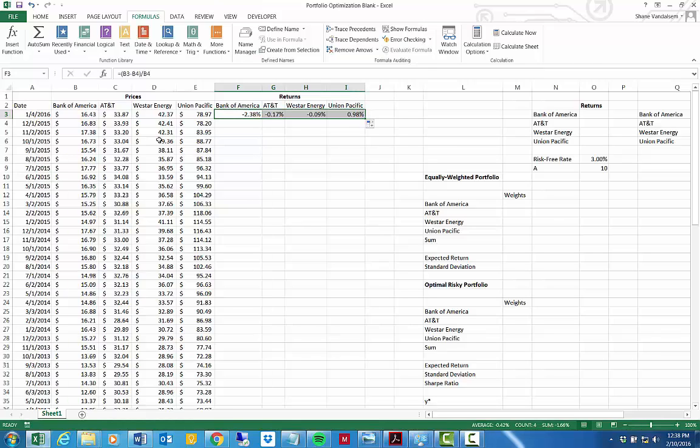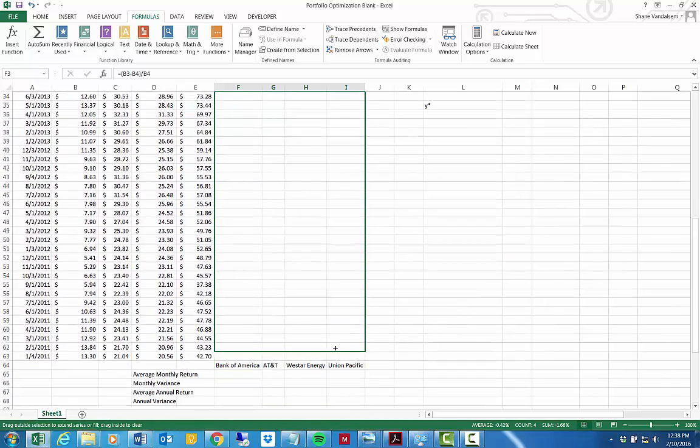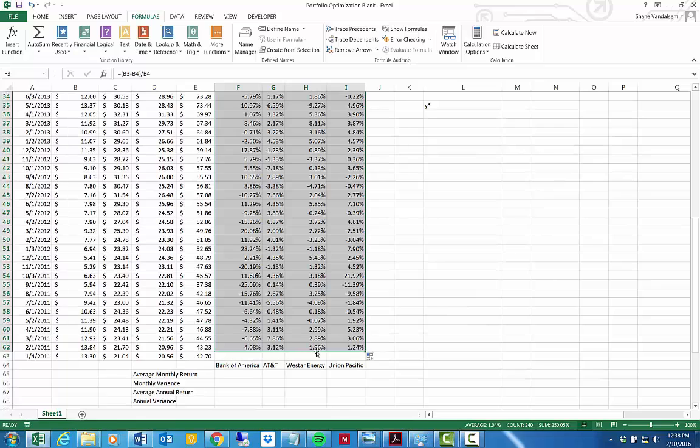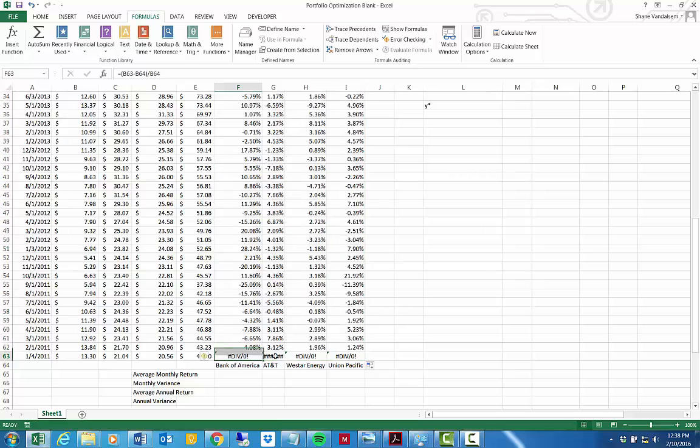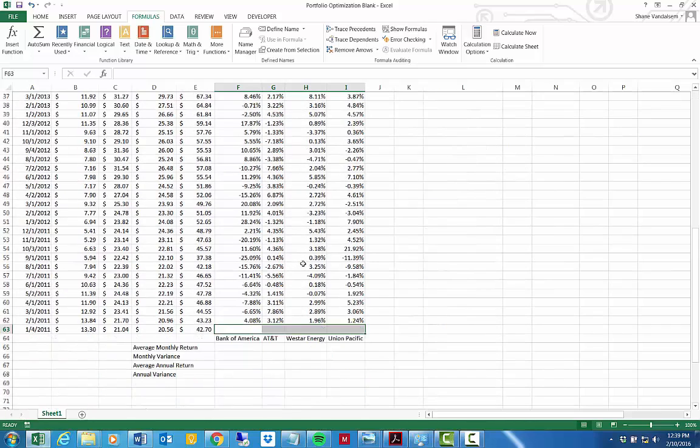I can pull this across, and it's going to complete the calculation for the rest of these. And I can pull this down. I don't want to go down to the last row because it just gives me an error term. I'll show you that. So error term, we don't want that. We're going to take that out. So these are the monthly returns for each of these different individual stocks.